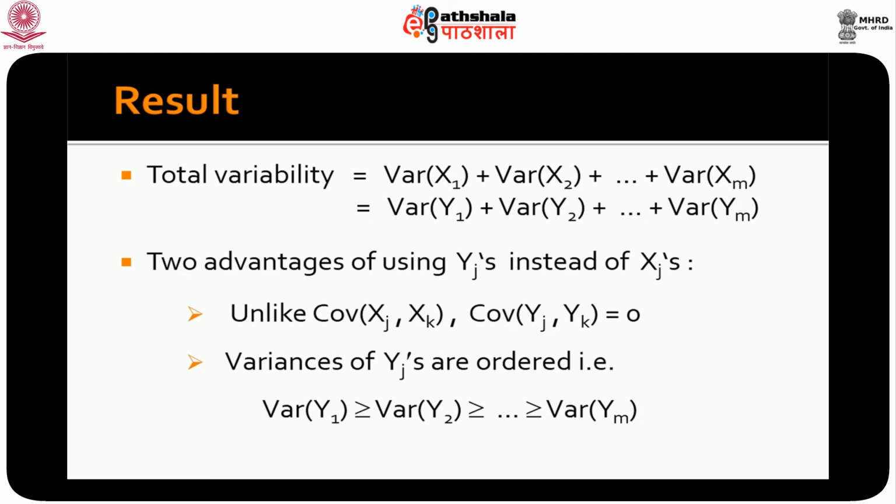So, the two advantages are: the covariances between the different principal components are 0, and the variances are ordered in the sense that the first principal component has the maximum variance, the next one has the second maximum variance, and so on and so forth, whereas the last one has the minimum variance.